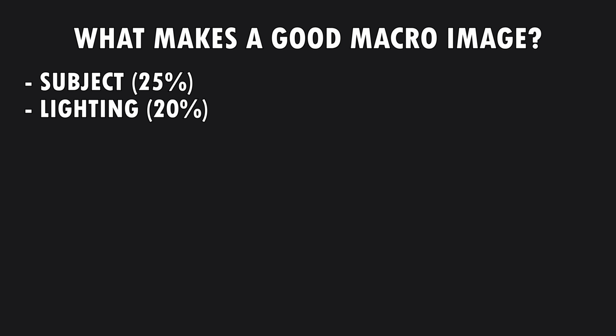This video is a continuation of the first part of a three-part series on how to take good macro images every single time. And this first part is all about what makes a good macro image. So we've dealt with what makes a good macro image subject, and we said that it's 25%. So this is light, and light is 20% of what makes a good macro image.